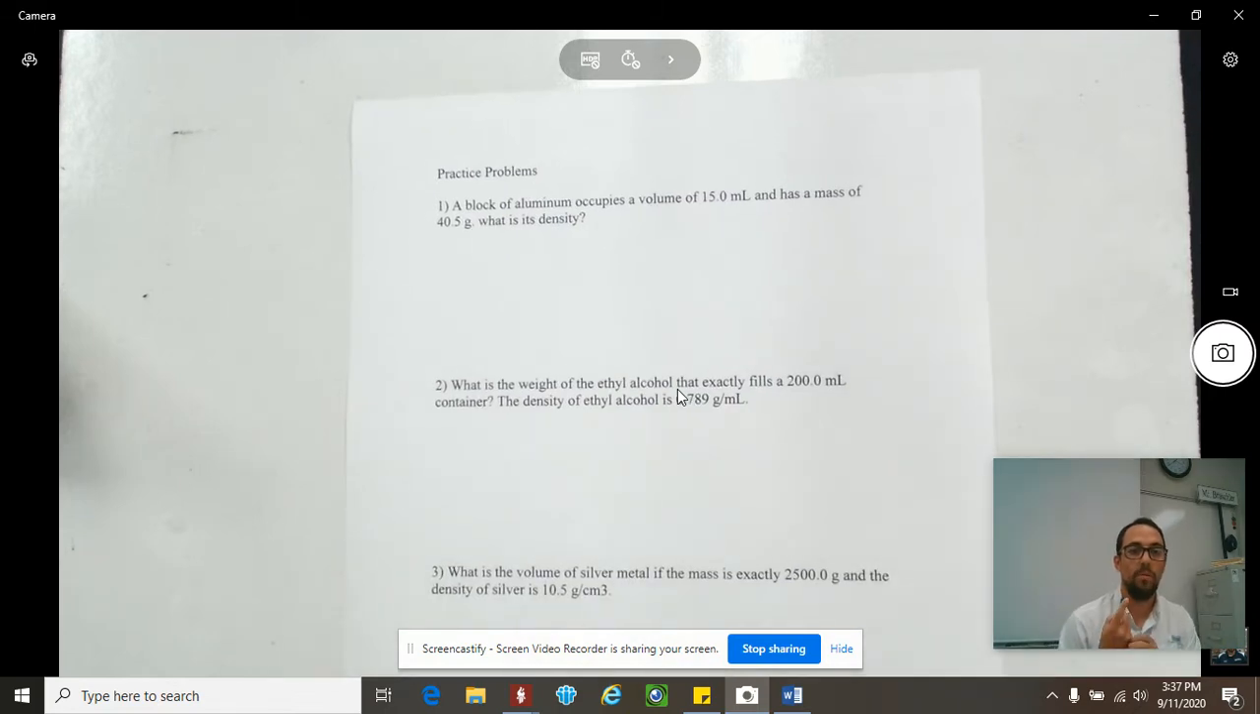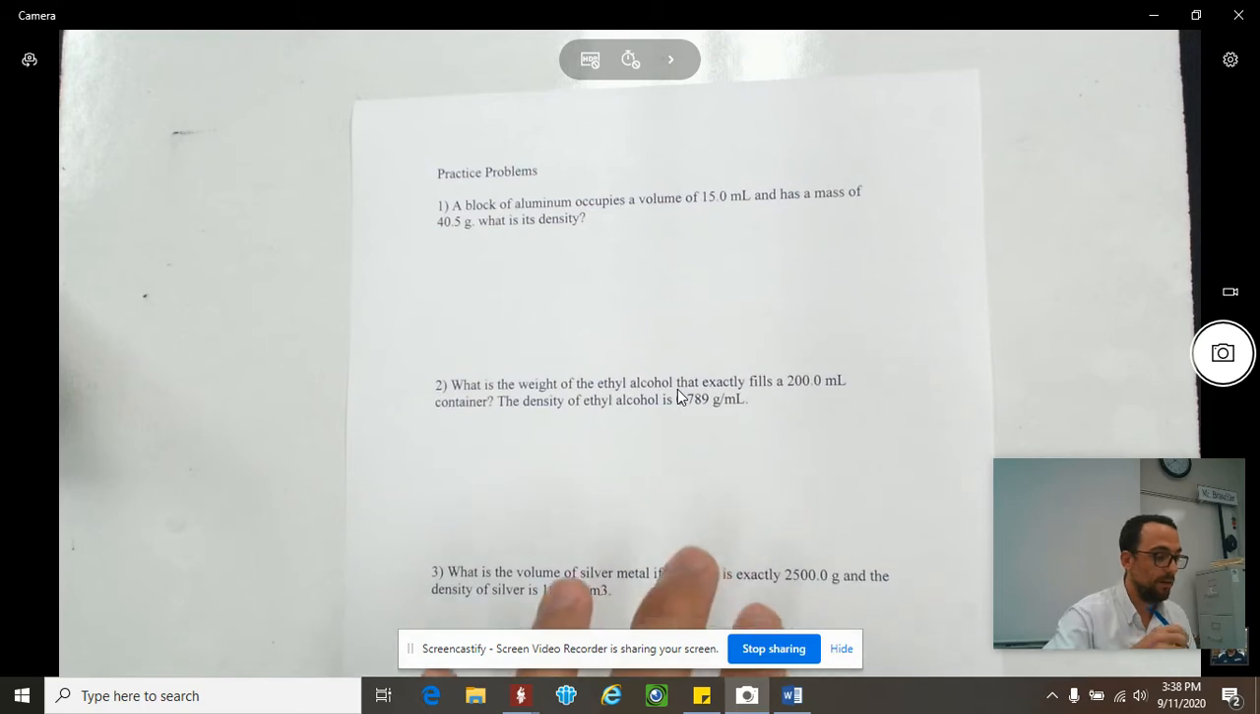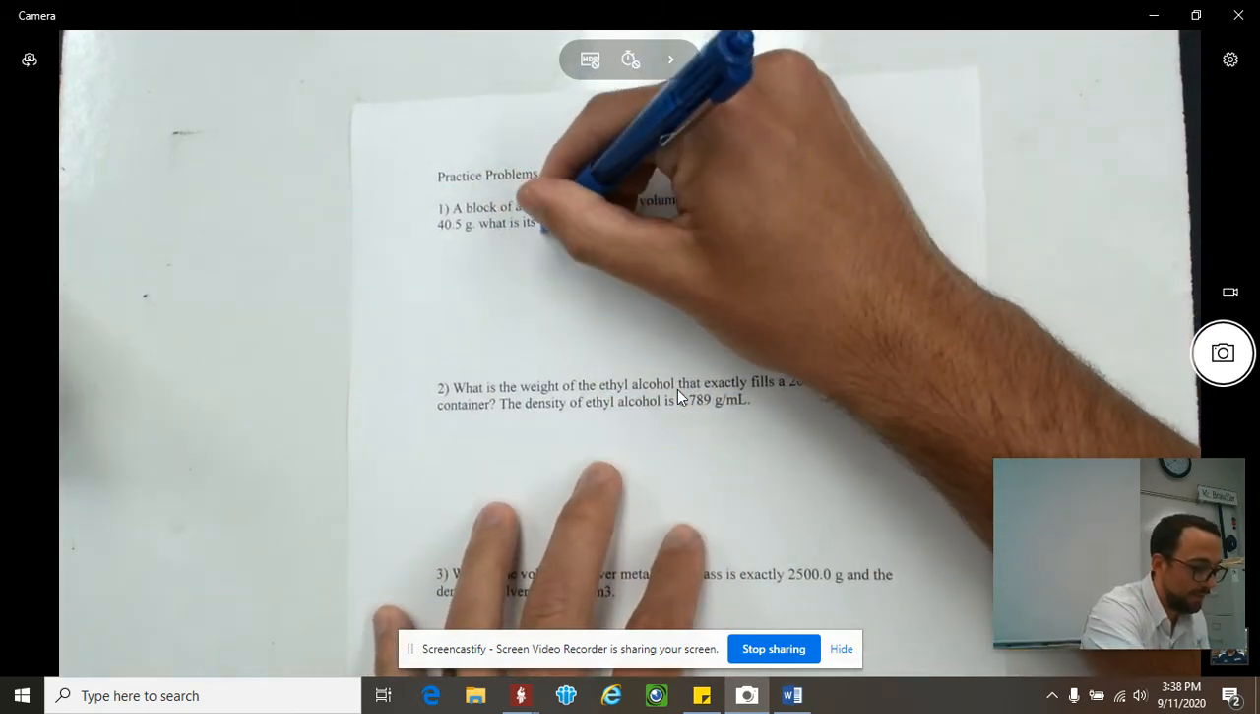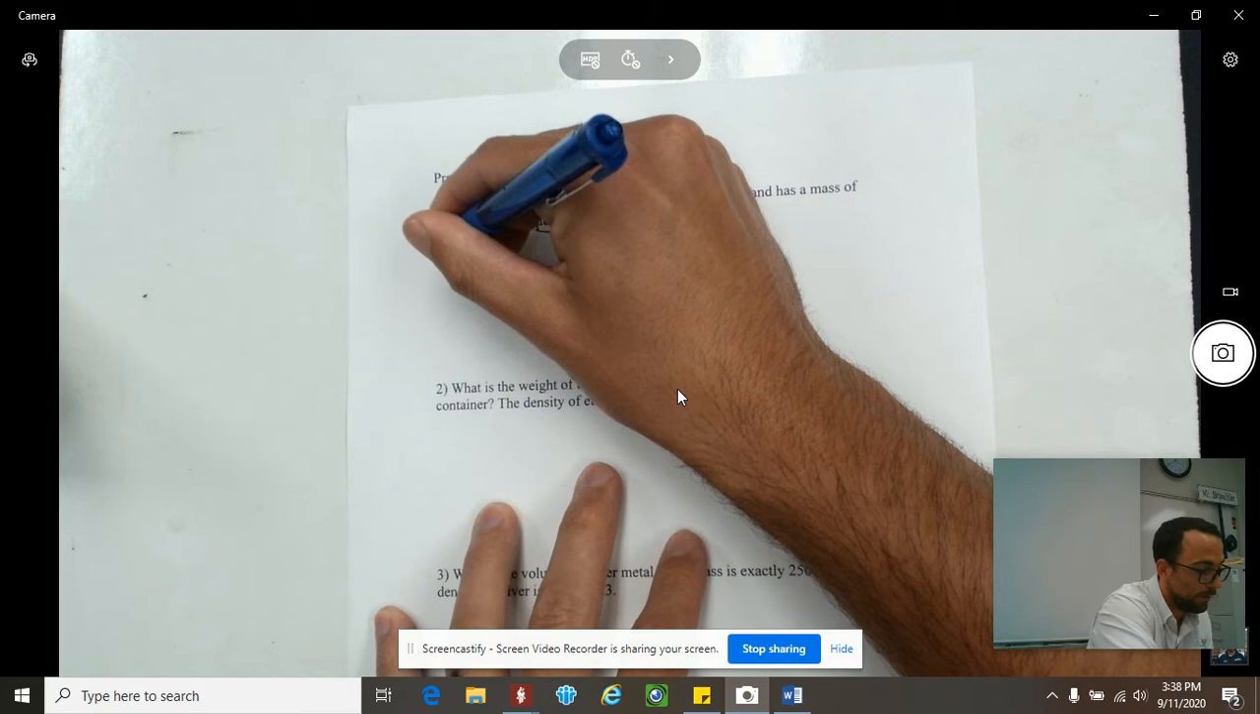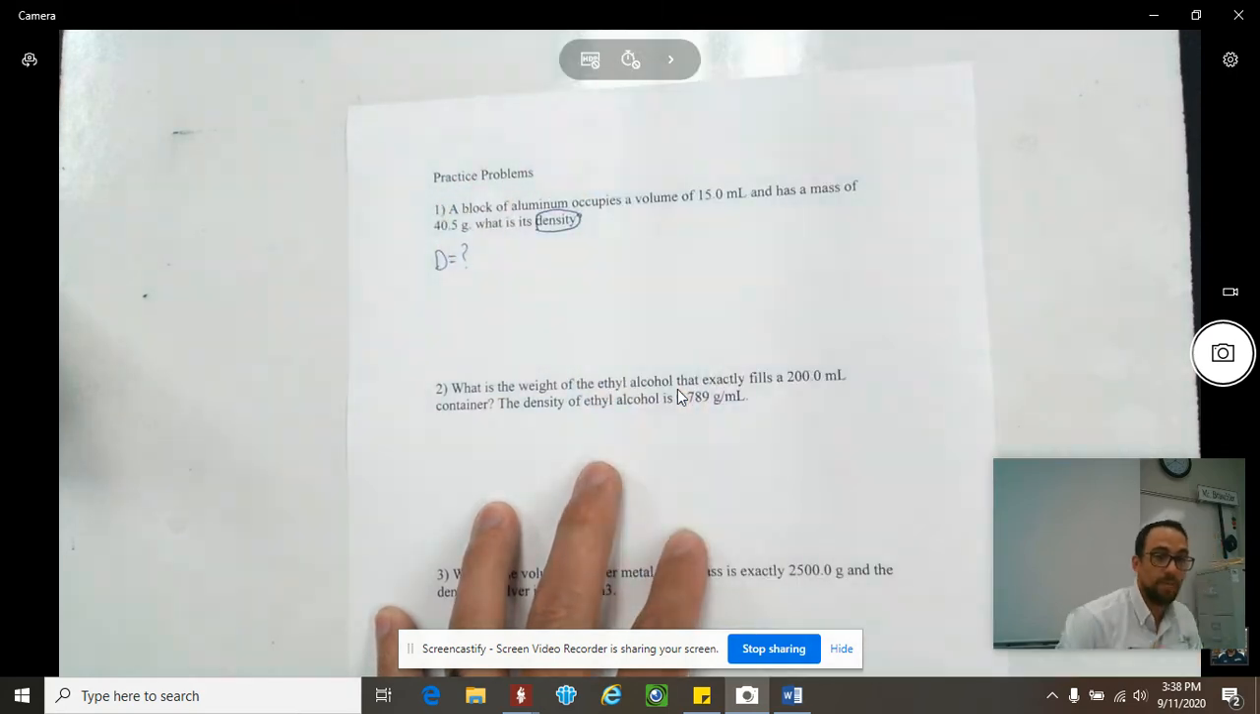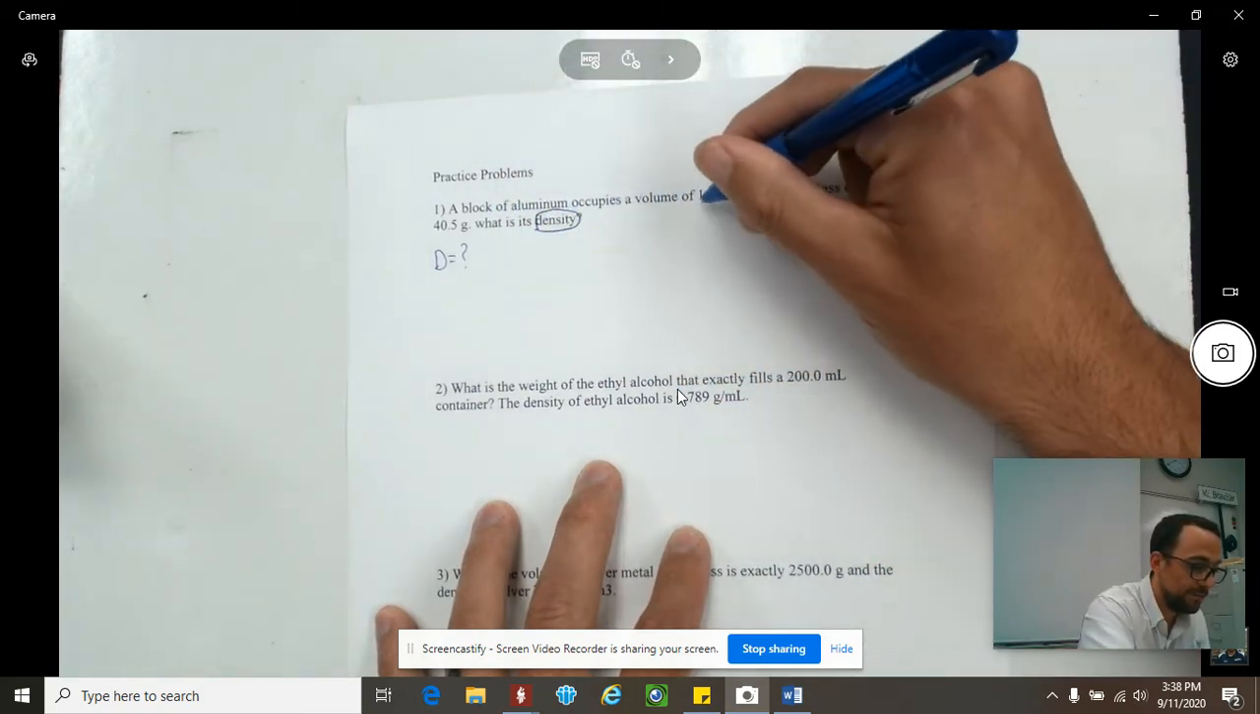So, first one: a block of aluminum occupies a volume of 15.0 milliliters and has a mass of 40.5 grams. What is the density? The way I always do these problems, guys, is first of all, figure out what it's looking for. That's the first thing you need to figure out. If I read the problem, it says right here, what is the density? So density is what I'm looking for. I'm going to put a D here, and I always write my variables out to the side. Next, go through the problem, and whatever numbers you see, deal with them. Just go in order.